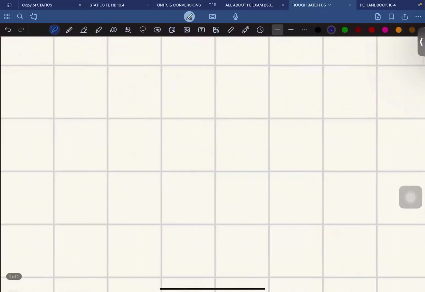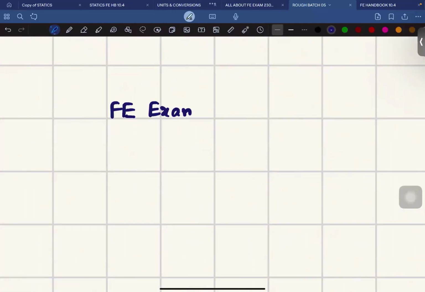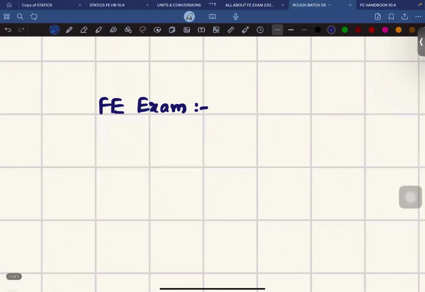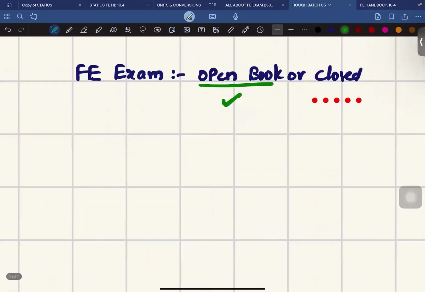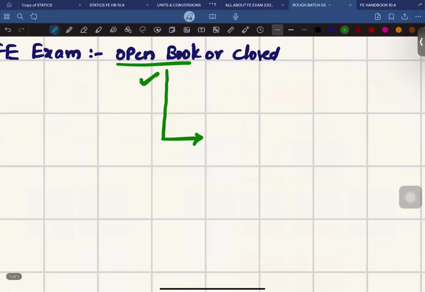Coming to the FE exam, the first question, you guys can answer this. Is it an open book test or closed book? It's an open book test. Yeah, you're right. This is an open book test. Are you allowed to carry the handbook or is it a soft copy? It's a soft copy. Yes, you guys are right.